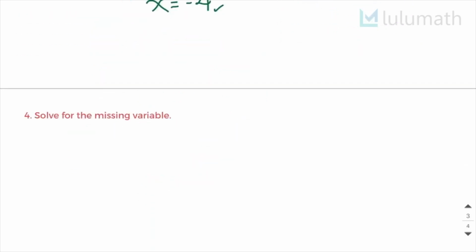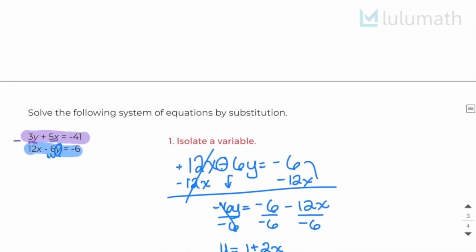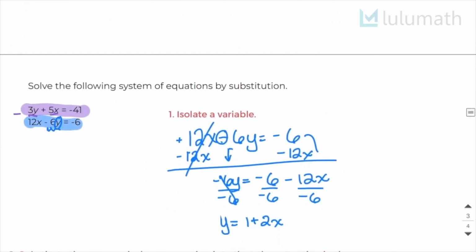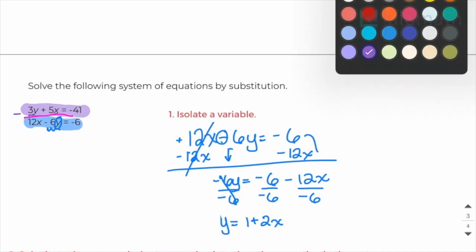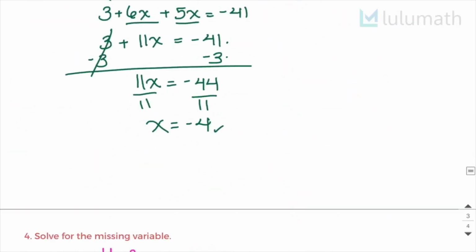So now I need to just solve for the missing variable, which happens to be y right now. So I want to solve for y. Again, I can choose any equation I want, totally up to you. So I'm just randomly going to choose the first equation, which is highlighted in purple right here. So 3y plus 5x equals negative 41. I'll go ahead and write that one down, and then I will talk about what to do next.